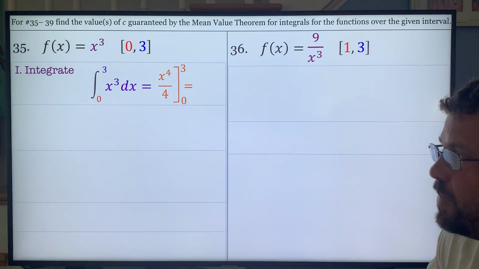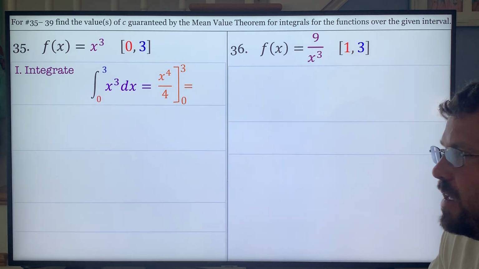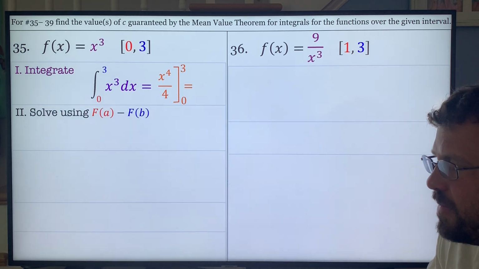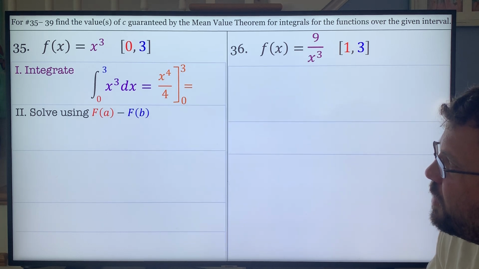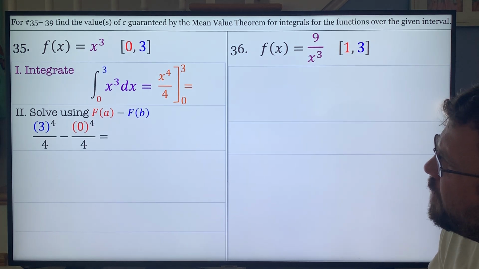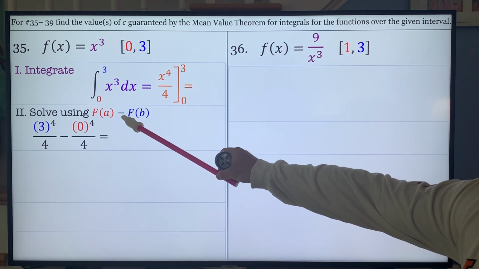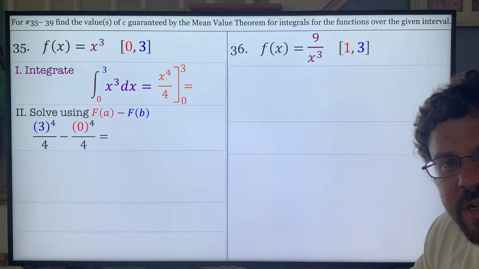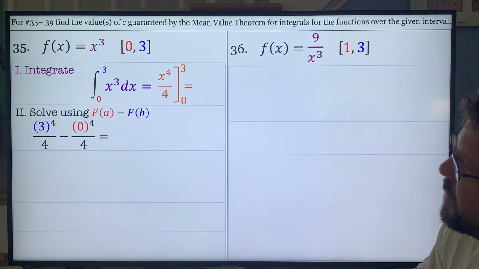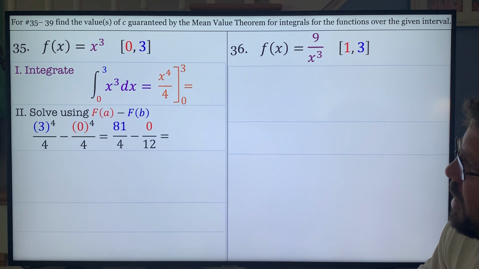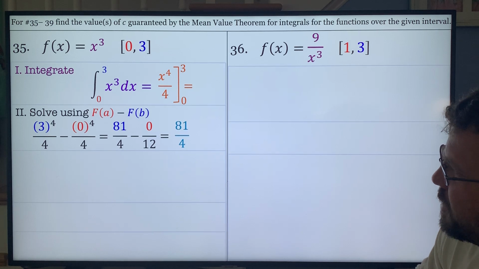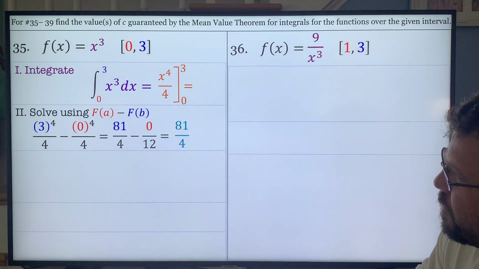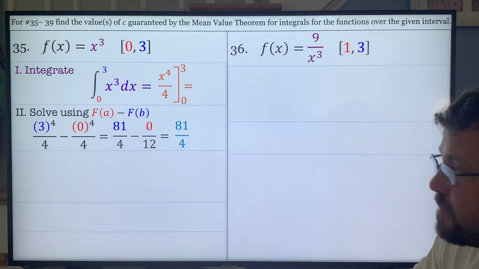Step 2, find f of b minus f of a. So you're pretty much finding the definite integral. I wrote that backwards. We should say f of b minus f of a. It's 2 mistakes in a row. 3 to the 4th over 4 minus 0 to the 4th over 4. So you got 81 over 4 minus 0, which is 81 over 4. All right, follow me still?